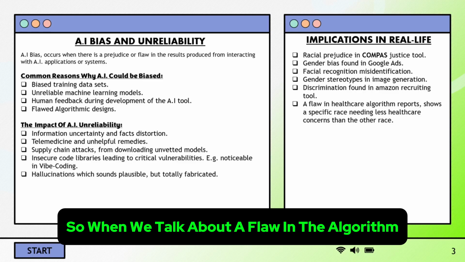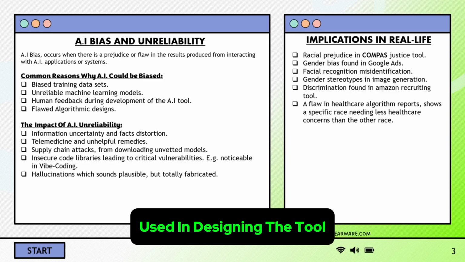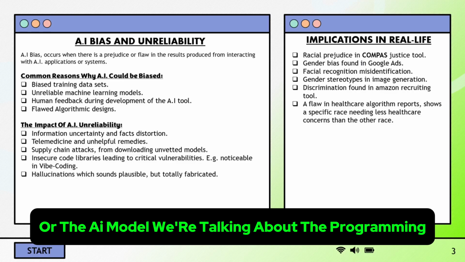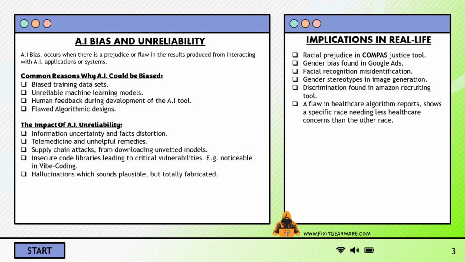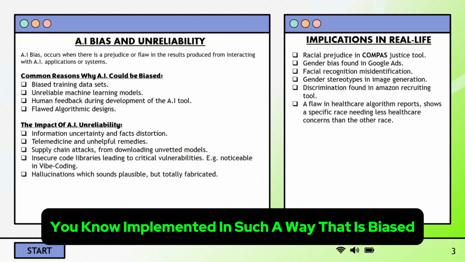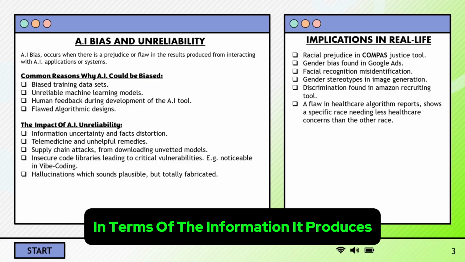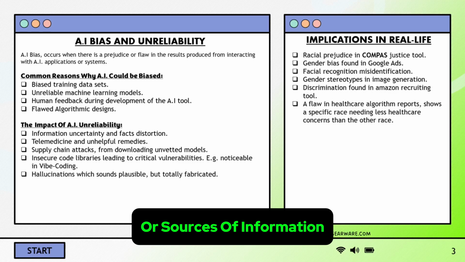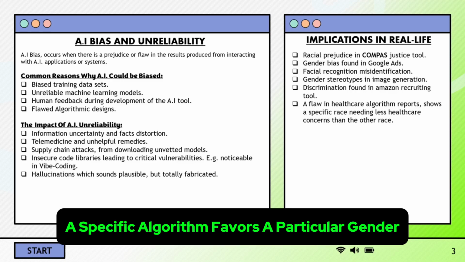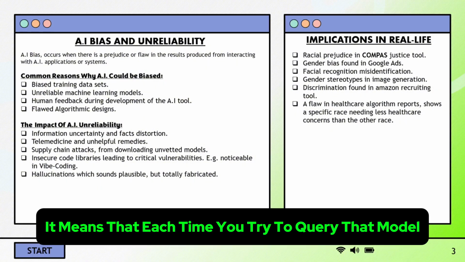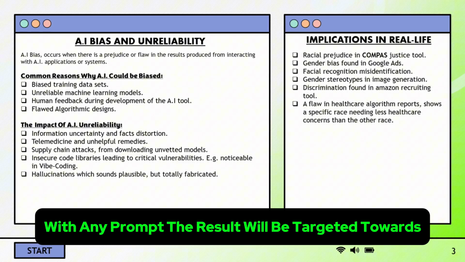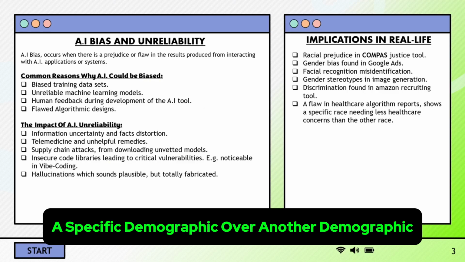When we talk about a flaw in the algorithm used in designing the tool or the AI model, we are talking about the programming. So what is the concept of the coding that was used? Are there specific codings implemented in such a way that is biased in terms of the information it produces or sources of information? So let's say a specific algorithm favors a particular gender over another gender. It means that each time you query that model with any prompt, the result will be targeted towards a specific demographic over another demographic.